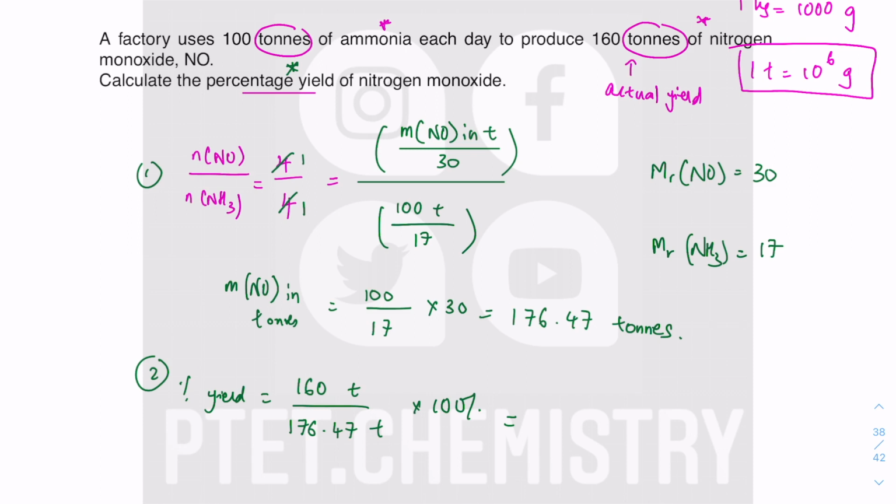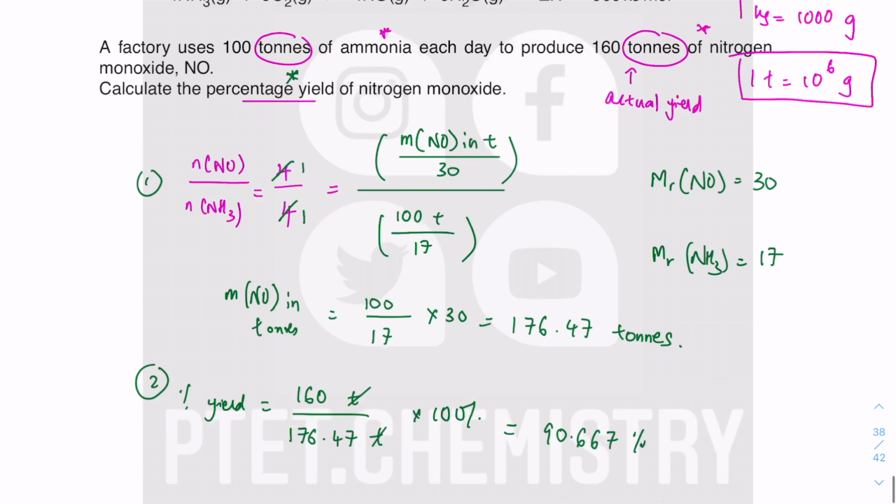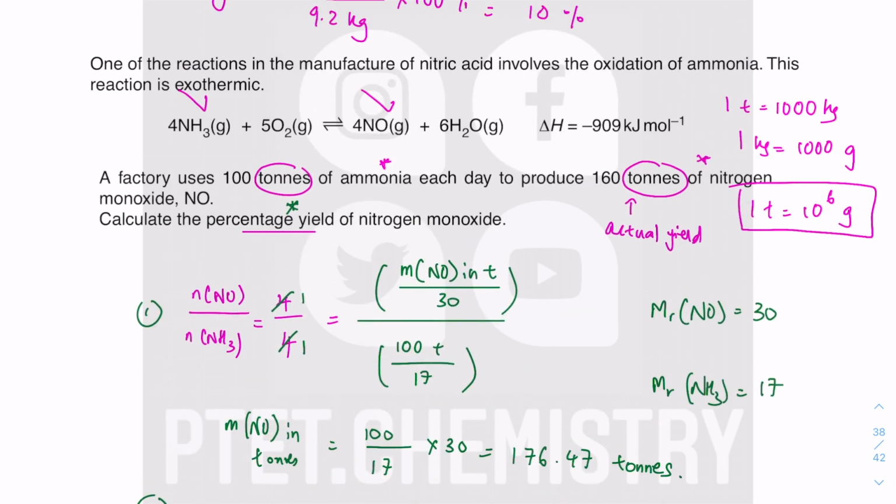Altogether, my percentage yield can never be more than 100% because out of the 100% I expect to get, I will almost always get slightly less. Okay, so 160 divided by 176.47 times 100%, I get 90.667%. And I look at the data, it seems to be 3 sig fig, 3 sig fig, 3 sig fig.